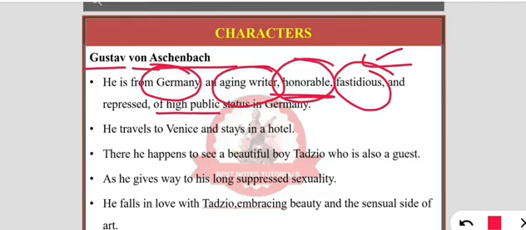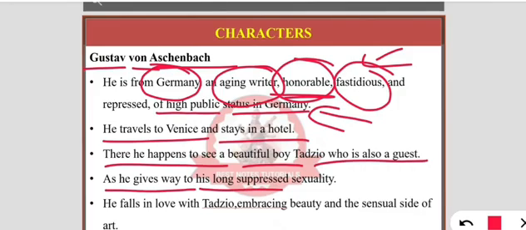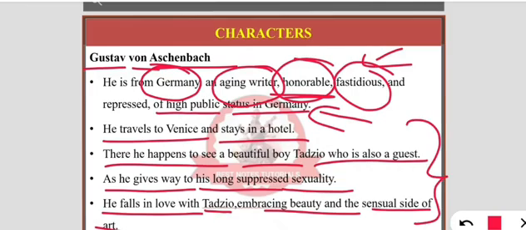He was of high public status in Germany. I told you that he had been a great writer, so everybody respected him. Next, he travels to Venice and he stays in a hotel. There he happens to see a beautiful boy, Tadzio, who is also a guest. As he gives way to his long-suppressed sexuality, he falls in love with Tadzio, embracing beauty and the sensual side of art. Now, these three points I will merge into one and tell you.